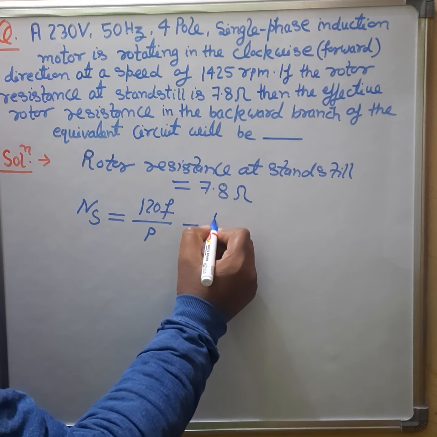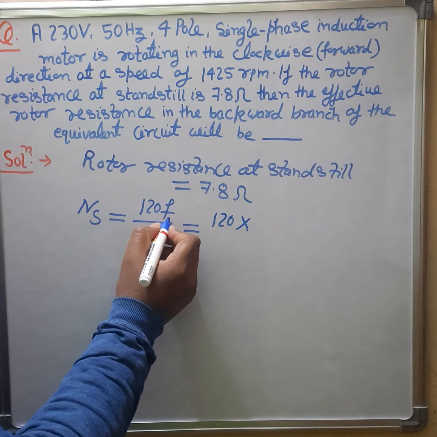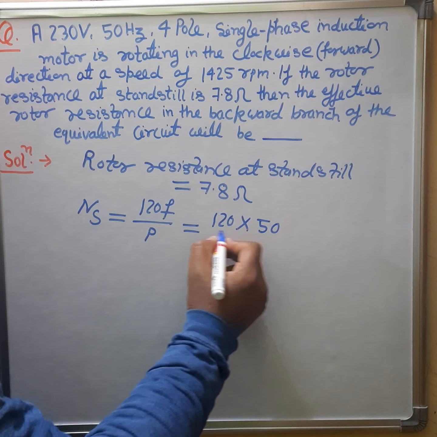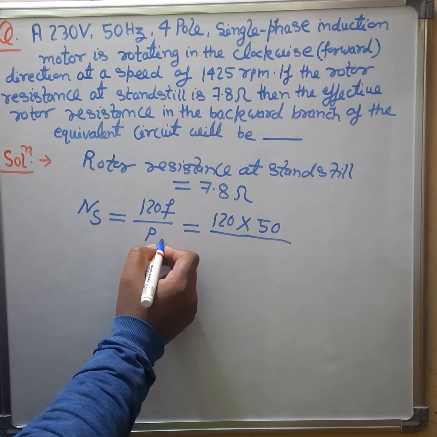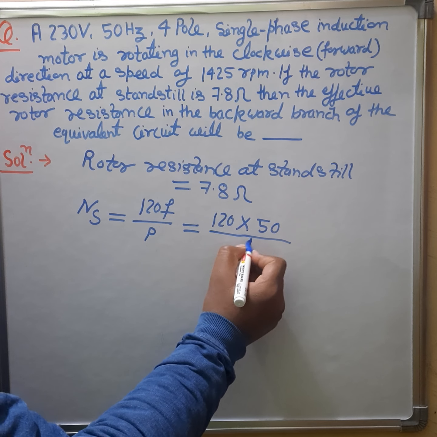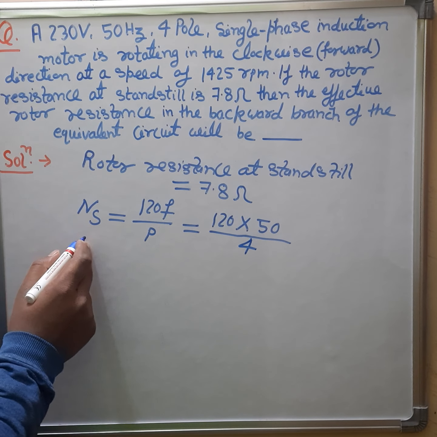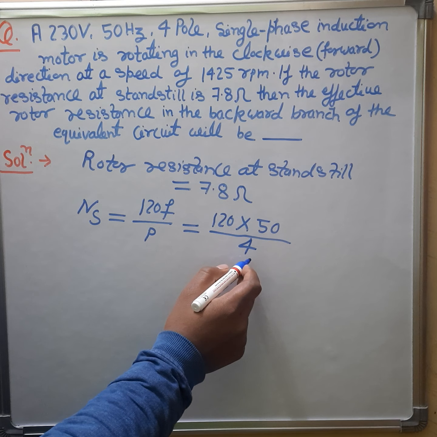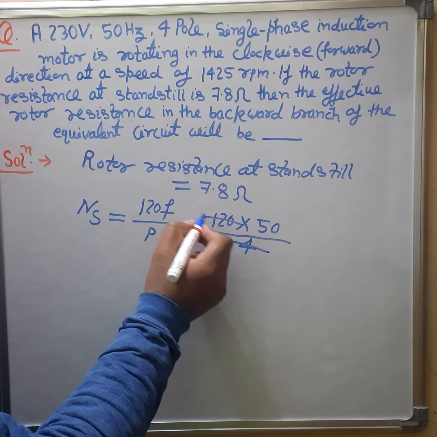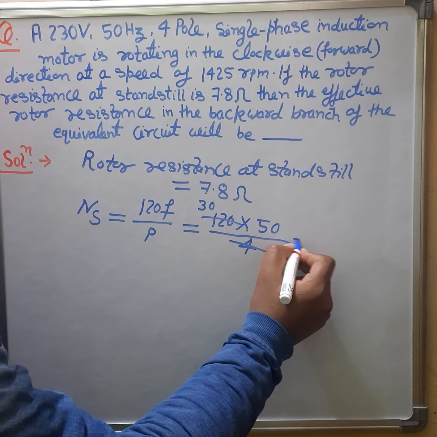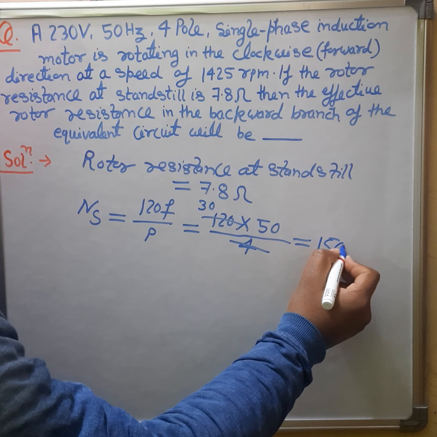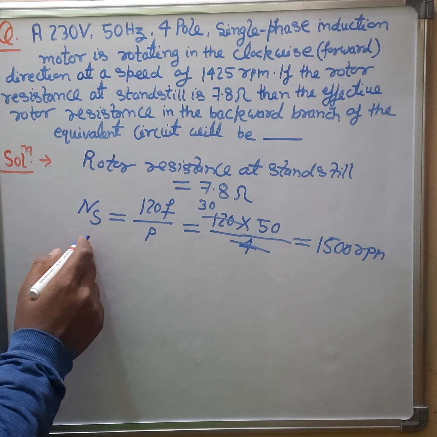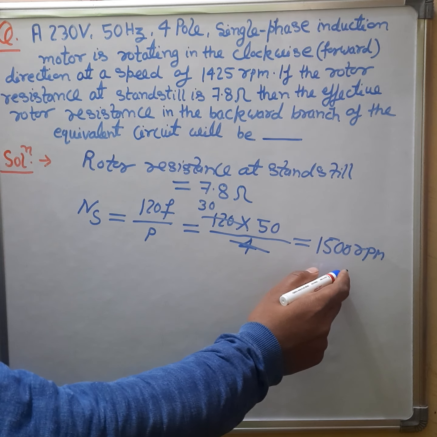Then 120 multiplied by f. F is the frequency given in the question, 50 Hz, divided by p, the number of poles. In the question, p is 4 poles, then synchronous speed Ns is equal to 120 multiplied by 50 divided by 4. 4 cancels 120, 30. Then it becomes 1500 rpm. Synchronous speed Ns is equal to 1500 rpm.